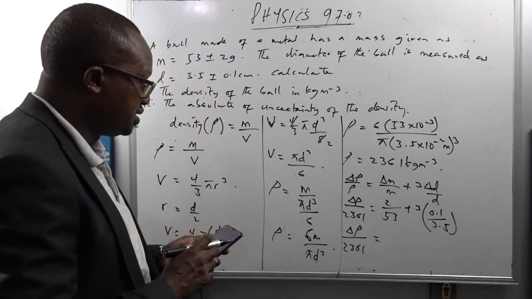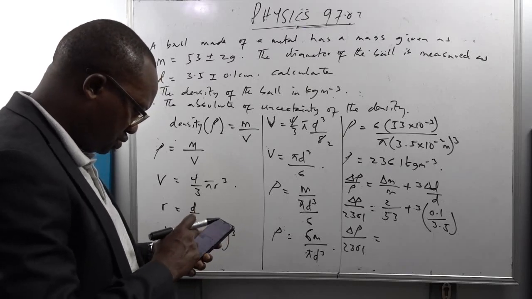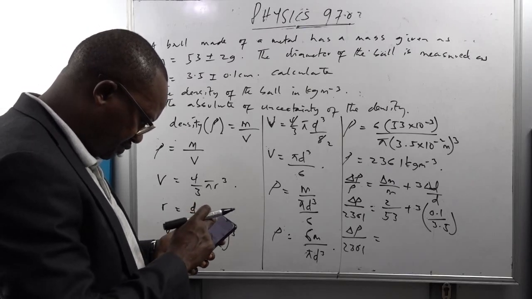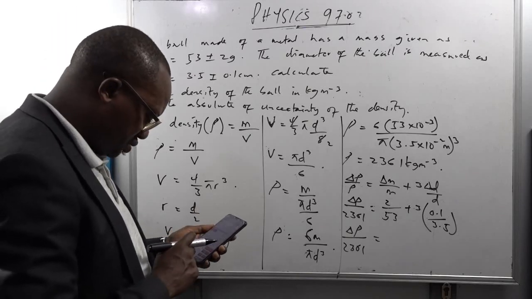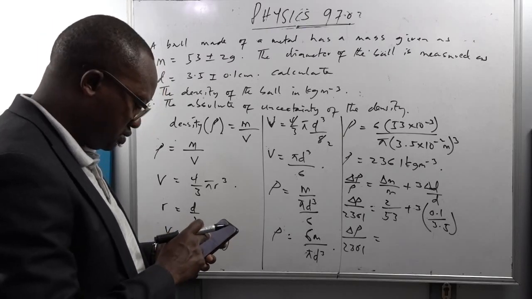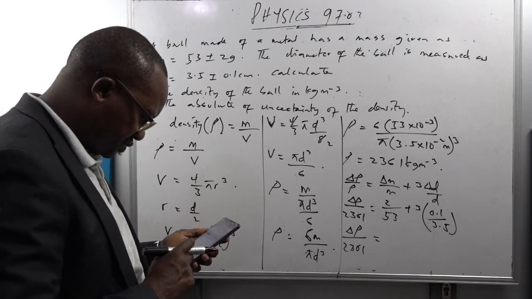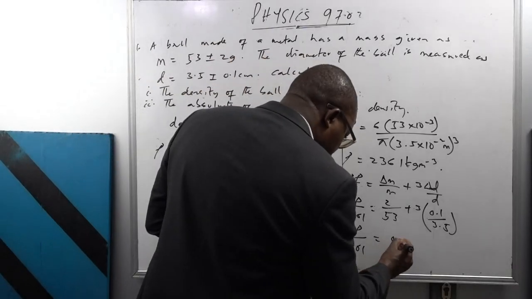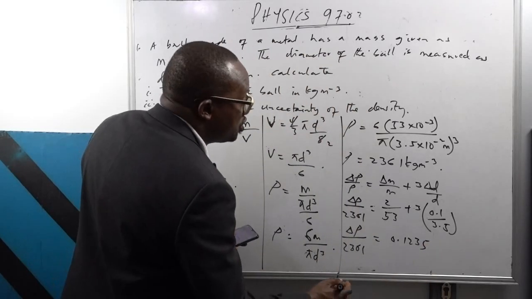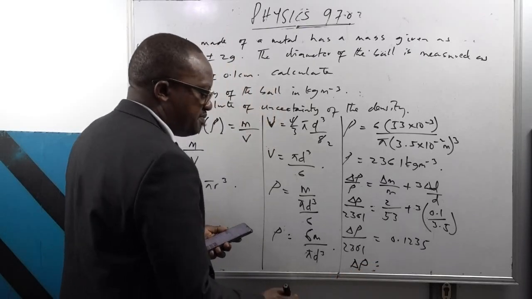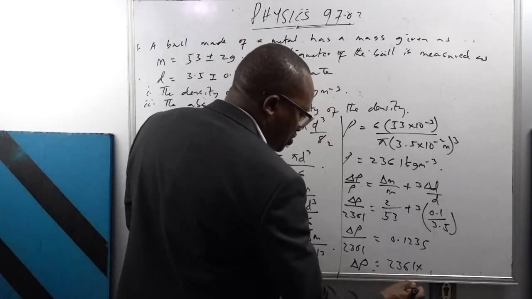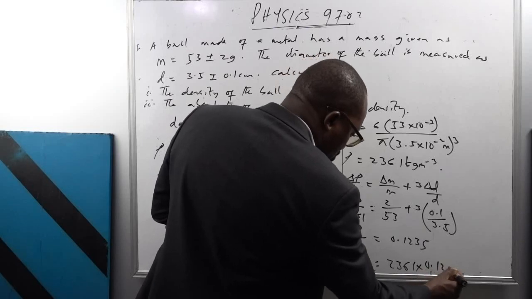so you have this 2 over 53 plus 0.3 over 3.5, and everything here will give you 0.1235, so that the absolute uncertainty of density will now be the reading of density, which is 2361 multiplied by the fractional uncertainty, 0.1235.